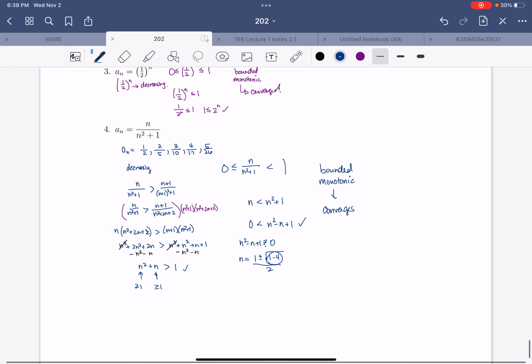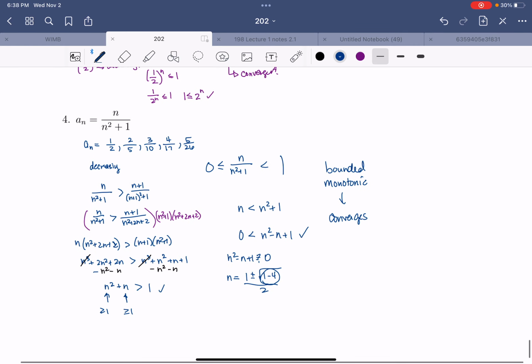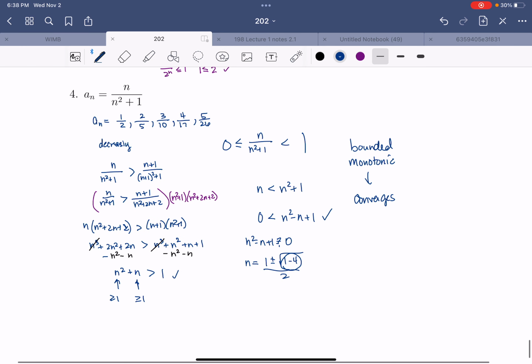Okay, so in general, most of our bounds here are going to be 0s and 1s. And then you've got to show that it's either increasing or decreasing. So there's a lot going on here.